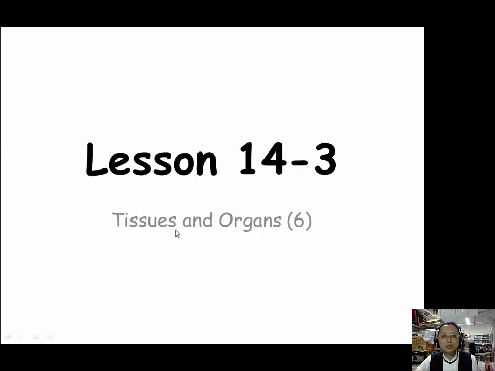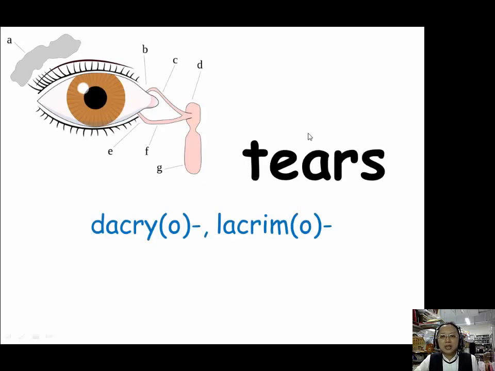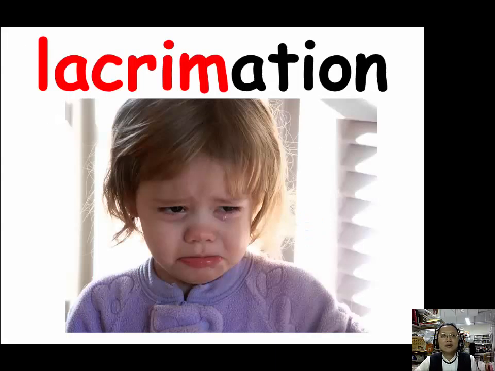We are going to introduce prefixes and suffixes about some of the glands. First, we are going to introduce tears. When we want to describe things that are related to tears, we have 2 prefixes, dacryo, D-A-C-R-Y-O, and lacrimo, L-A-C-R-I-M-O. For lacrimo, our example is lacrimation. Lacrimation, in common words, means shedding tears, crying.